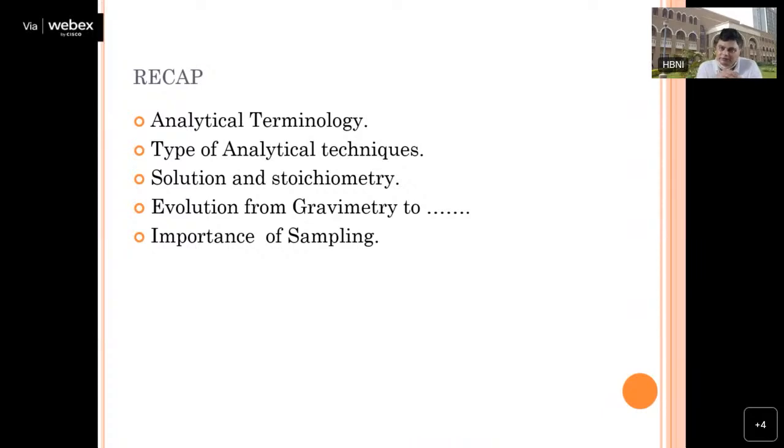So, during this course of 6 lectures, I will always take some time for a recap. In the first lecture, we covered the analytical terminology. We started with what is a sample, and then sample matrix, analyte, standard solutions. Then we covered ppm, ppt, calibration curve, sensitivity.